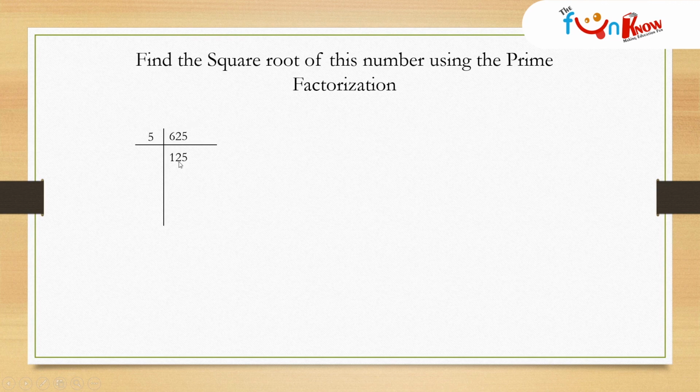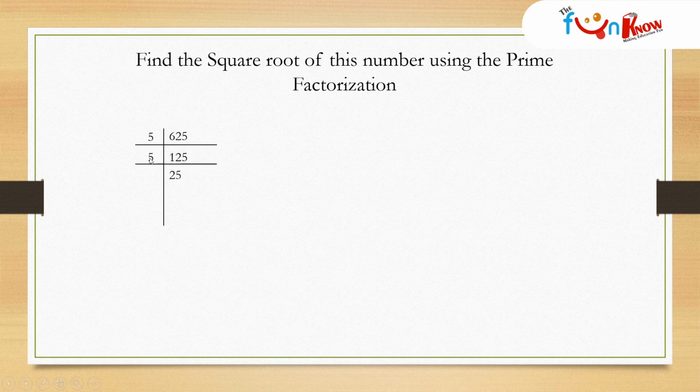I hope you're understanding, students, how I'm doing. Listen to me once again. 5 ones are 5. Here it is 6. So 1 will be remaining. So here it will now be 12. 5 twos are 10. So if 10 goes from 12, then what will it be? Here it will be 2. 25. 5 fives are 25. That's why here it is 125.